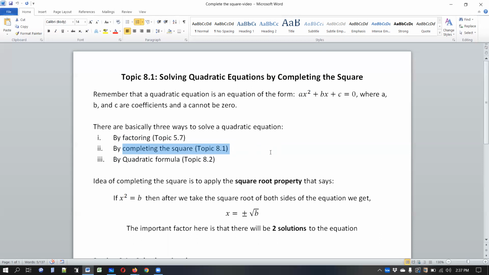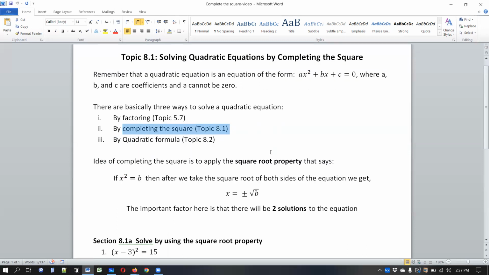So before going over the technique of completing the square, it is important to mention that this technique is performed by using the process of applying the square root property. Now, the square root property is a very simple property that solves a basic equation, as you see right here. x squared equals a number, for example, whatever the number is. And I'll give you an example shortly.